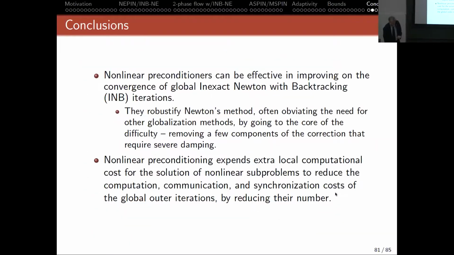So I will conclude with a couple of claims and future prospects. Nonlinear preconditioners can be effective in improving the convergence of global inexact Newton. They robustify. We have no shortage of globalization methods. We have mesh continuation, temporal pseudo-time continuation, parameter continuation, different kinds of backtracking and trust regions. There are many, many tricks in the engineer's toolkit for globalizing Newton's method. But this is another trick which often obviates the need for those fancier ones.